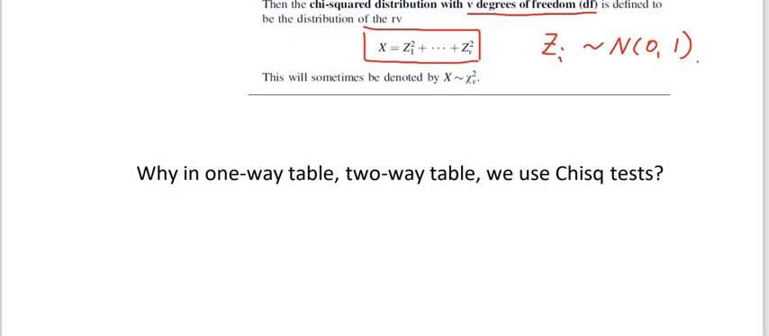So when do we need a chi-square test? Usually the chi-square test is for a one-way table or two-way table. So in one-way tables and two-way tables, we use chi-square tests. In stats, we just remember this result: for a one-way table or two-way table, we use the chi-square test. But we don't know why it is a chi-square test. So let's check this.